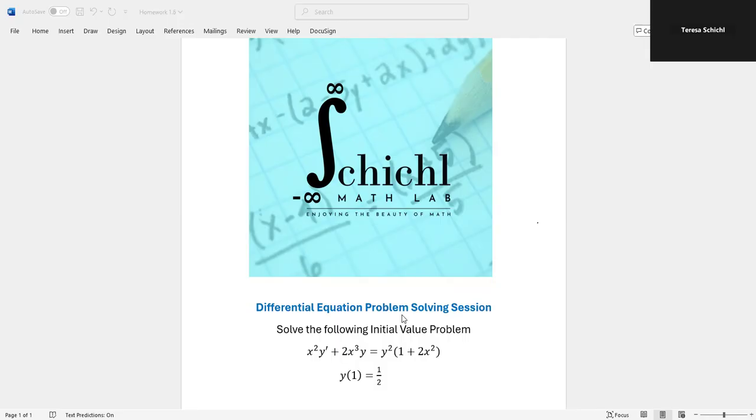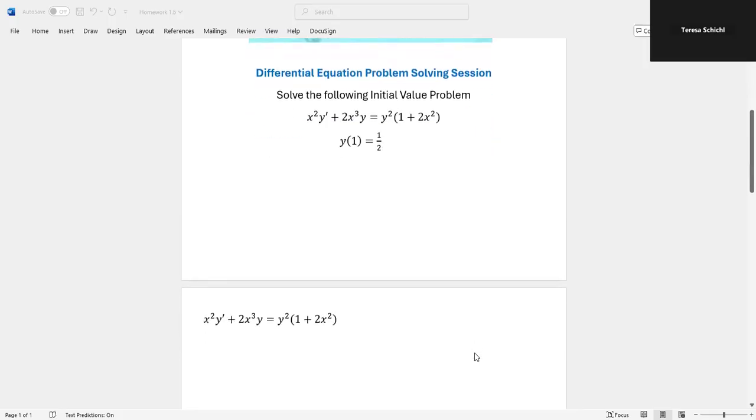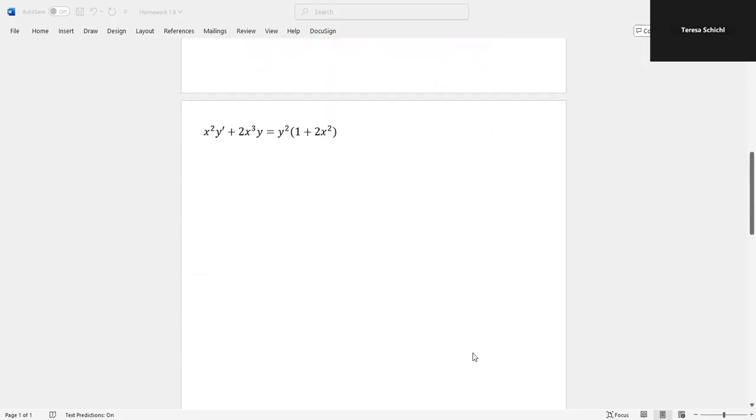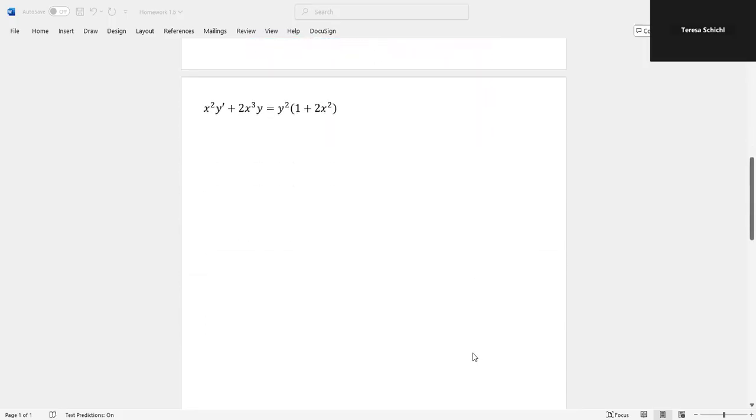All right, so here is the problem we're going to solve today. It's x squared y prime plus 2x cubed y equals y squared times (1 plus 2x squared), with the initial condition y(1) equal to 1/2. Okay, so let's go ahead and take a look at how we approach it.